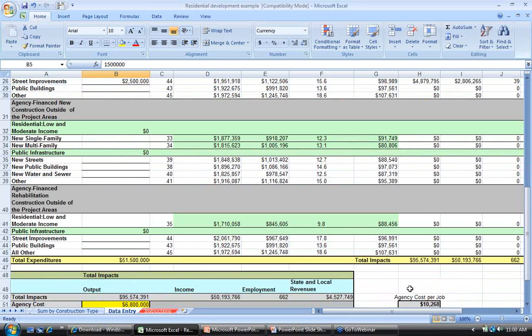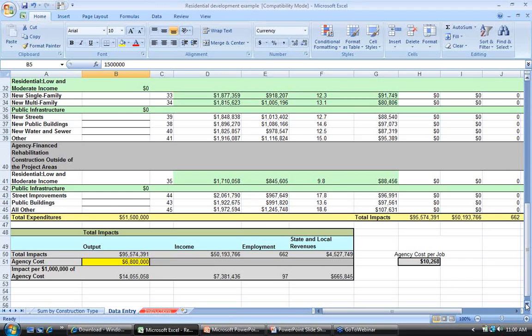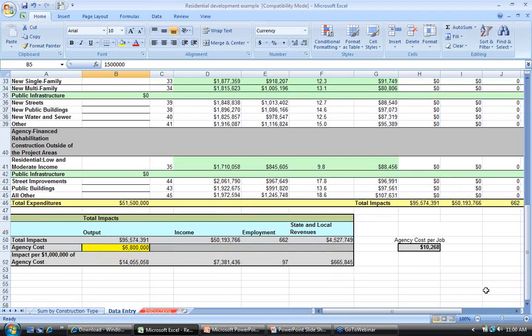Total impacts are 95 million in output. We can just look down here. We don't have to look on line 46. 95.5 million. Income is 50.2 million. 662 jobs and 4.5 million in state and local revenues. Now the agency cost for this hypothetical project is 6.8 million.